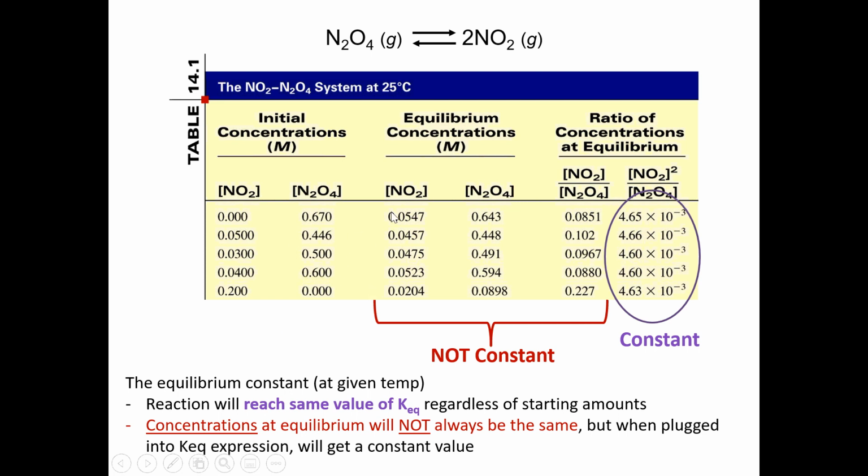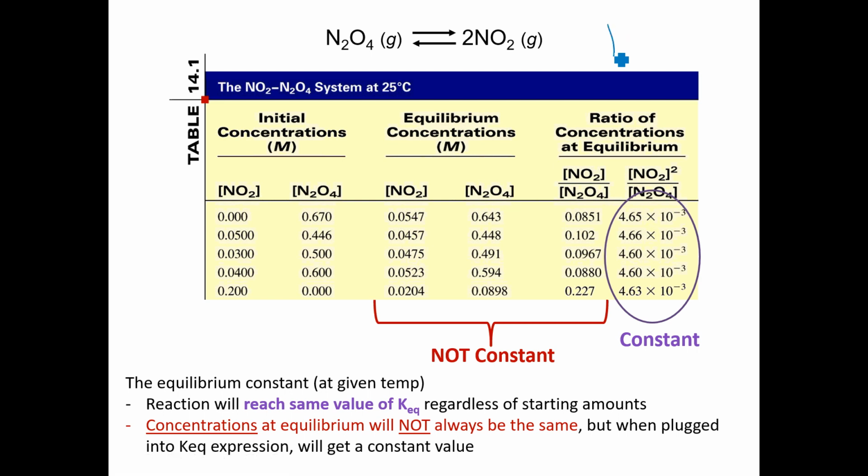So you'll notice that at equilibrium, in all these various trials, the amounts of reactants and products tends to differ here. So this part is not constant. But if you were to plug these values in to that K expression we just wrote, and if you took the NO2 squared divided by N2O4, you would see that they have the same value, that value is the same no matter what your initial setup is. That's why we call this the equilibrium constant.